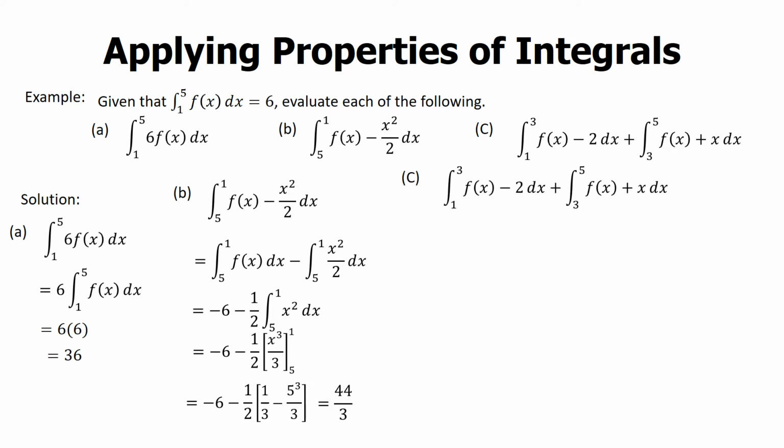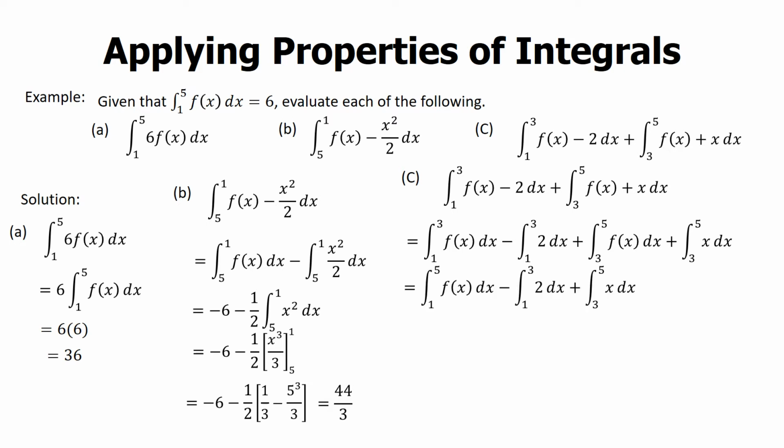Now for C, integration from 1 to 3 fx minus 2 dx plus integration from 3 to 5 fx plus x dx. So we can integrate them separately, which gives us integration from 1 to 3 fx dx minus integration from 1 to 3 2 dx plus integration from 3 to 5 fx dx plus integration from 3 to 5 x dx.